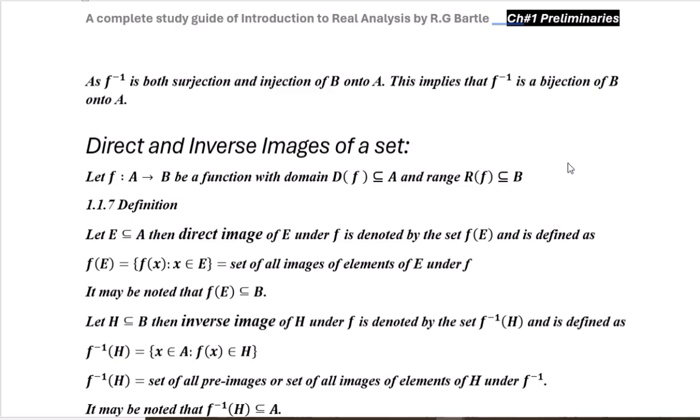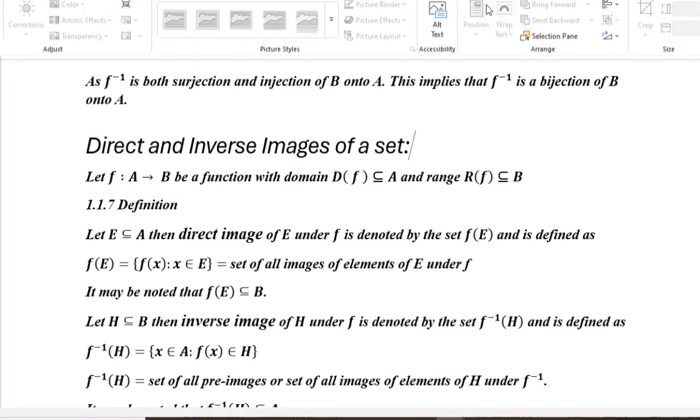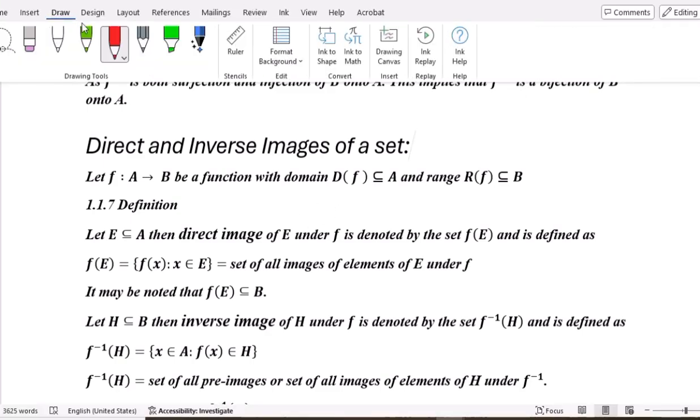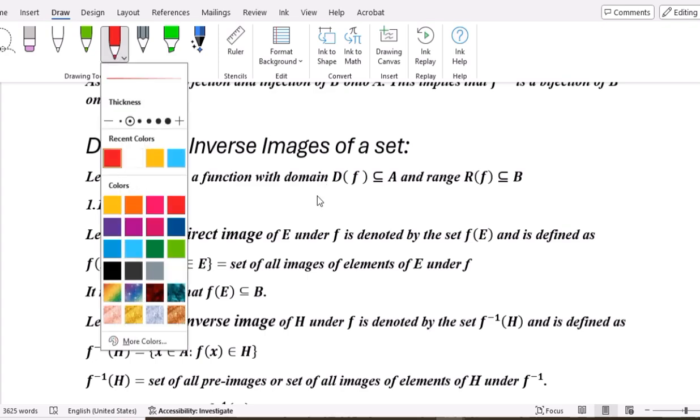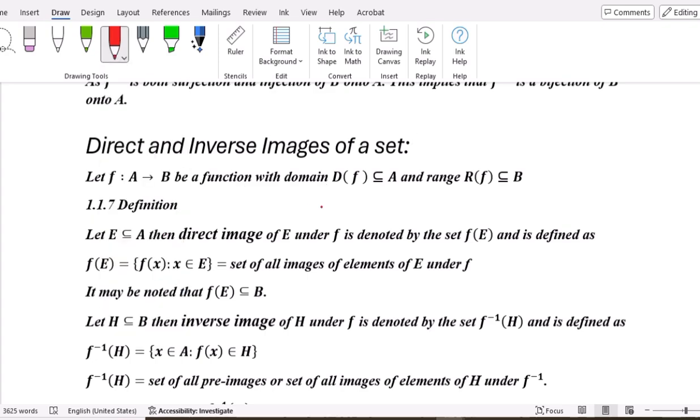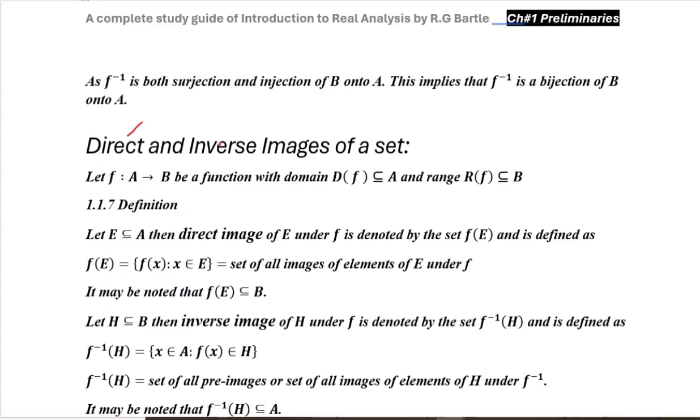I am Azmat Ali. In today's lecture, we are going to discuss a very important topic from your textbook Introduction to Real Analysis by Robert G. Bartle, that is the direct and inverse images of a set. Before going to discuss this topic properly, we start from a question. Let me ask a question.